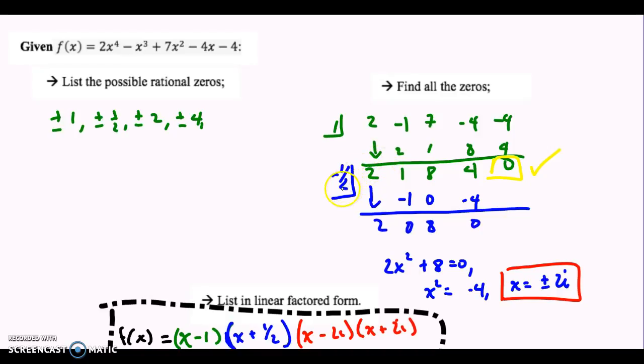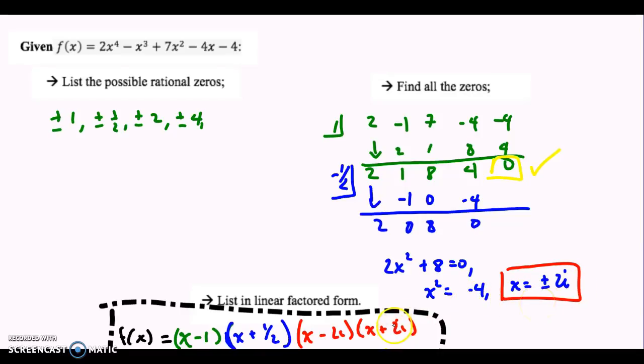So I will not do synthetic division of negative a half on f of x. I'm going to do it on that cubic function. And if I did that correctly, I get 2x squared plus 8 equals 0. Move the 8 over to the other side, divide by 2, I get x squared equals negative 4, and I get plus and minus 2i.